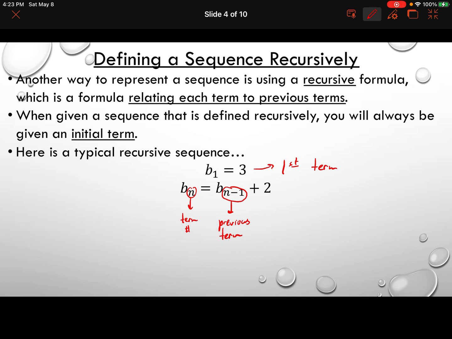Let's do a quick example. Since we're already given the first term, let's say we were trying to find the second term of this sequence. We would do b sub 2 is equal to, and pay close attention to how I'm plugging this in, b sub 2 minus 1, because there is a minus 1 there and I'm replacing the n with a 2, so I'm doing 2 minus 1 because that's what the subscript is, plus 2. Well, let's see.